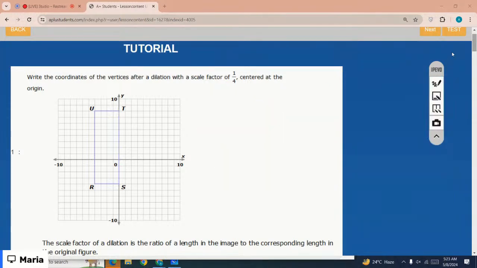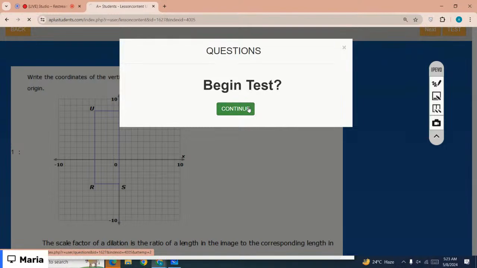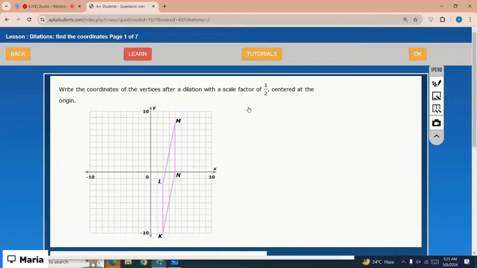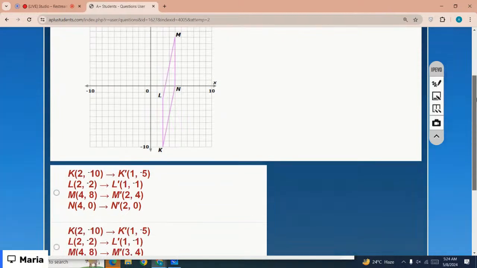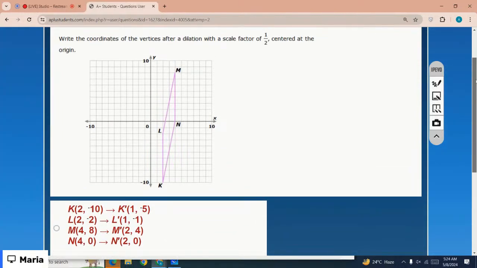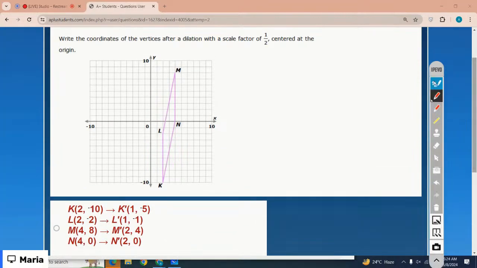Let's just start with the test questions. Write the coordinates of the vertices after a dilation with the scale factor 1 by 2. Okay, you have to use the scale factor 1 by 2. Let's just look at the coordinates.